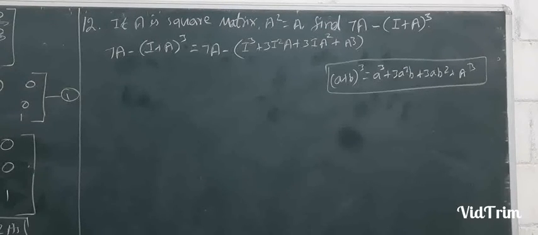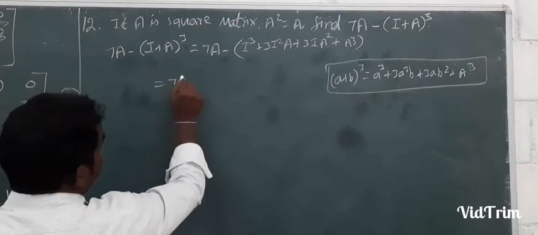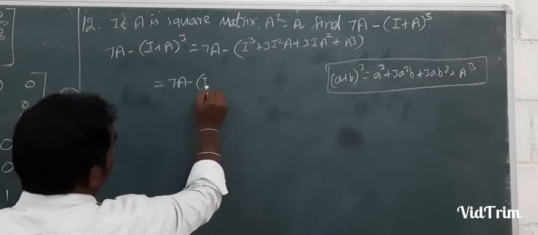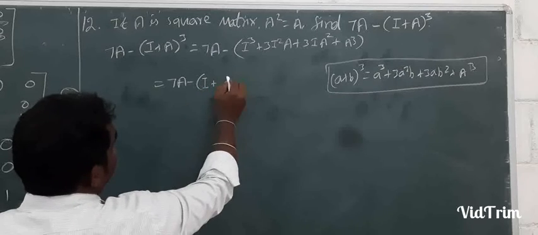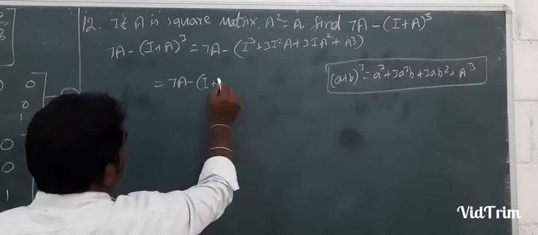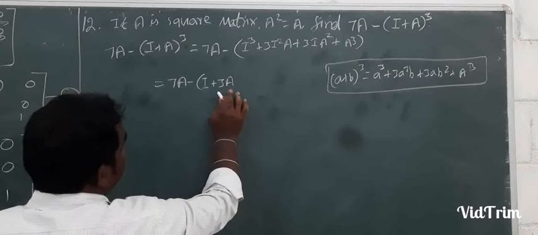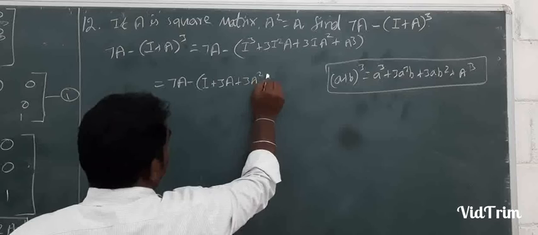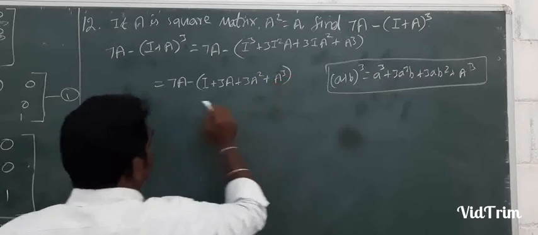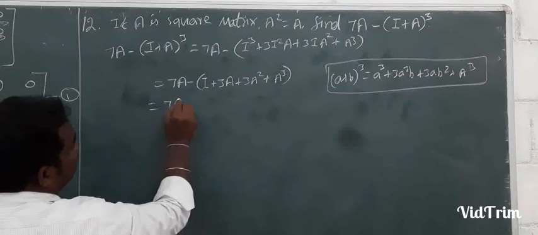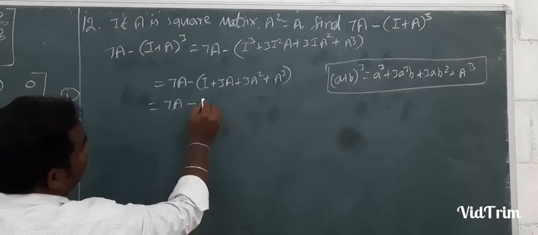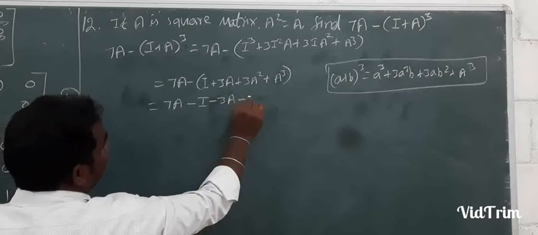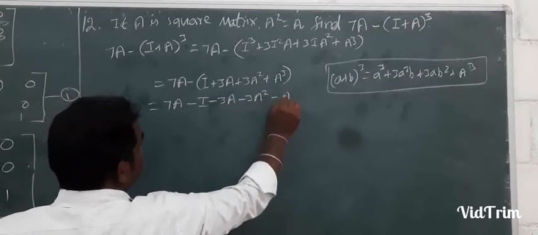Next step, you may write 7A minus (I cube, value 1, plus 3 I square A, I square value 1, so the remainder 3A, plus I into A square, that is 3A square, plus A cube). Here the minus is outside the bracket, multiply it to the inner bracket: minus I, minus 3A, minus 3A square, minus A cube.